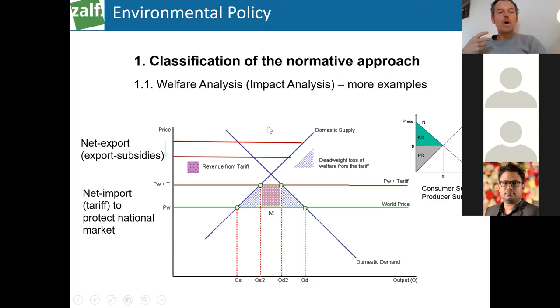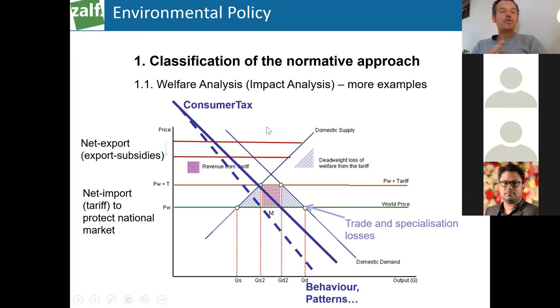We can then go one step further and say, yes, we want to shift the different functions. We can shift it with a consumer tax. That would be this demand curve; we shift it in parallel. That's a consumer tax: because of the higher prices the consumers have to pay, we reduce the demand. And we can also have changes in behavior patterns.